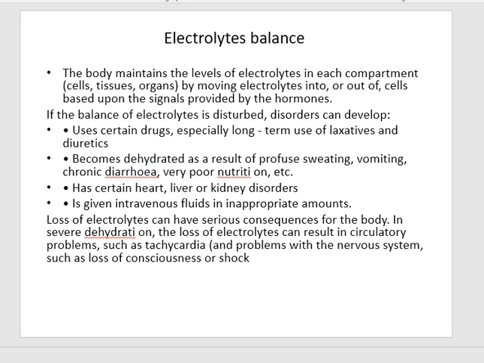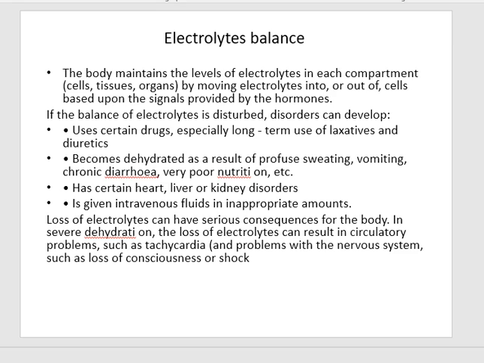If the balance of electrolytes is disturbed, disorders can develop. Some of the conditions that disturb electrolyte balance are the use of certain drugs, especially long-term use of laxatives and diuretics, dehydration as a result of sweating or vomiting, chronic diarrhea, or poor nutrition, or certain heart, liver or kidney disease, heart failure, liver failure or renal failure.